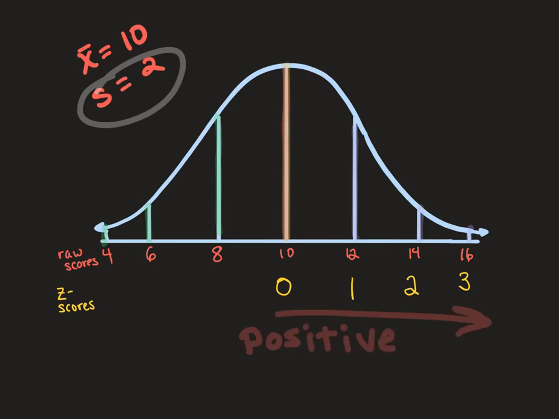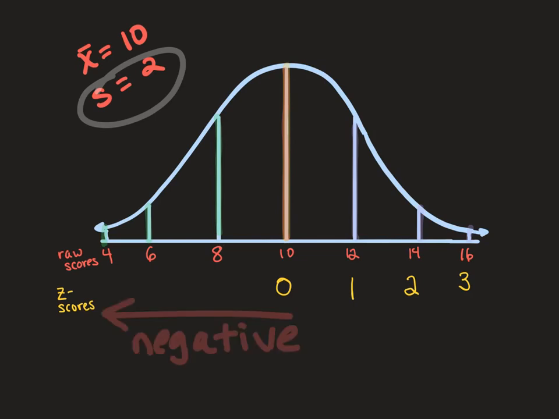If we look to the left of the mean, median, mode line at the center, we're going to be decreasing in z. A score of 8 corresponds to being 1 standard deviation below the mean, or to the left of the mean, because 8 is lower than 10. A 6 is 2 standard deviations below the mean, and a 4 is 3 standard deviations below the mean.